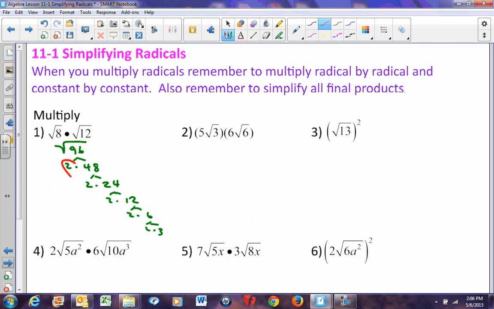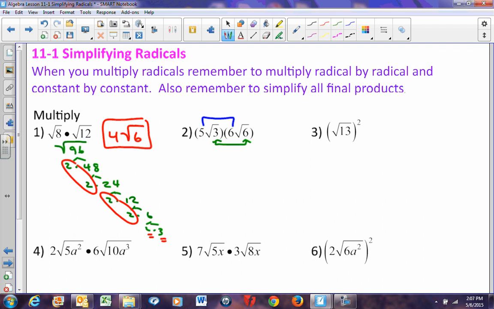So, I can pair up this pair of 2's, this pair of 2's, this 2 and this 3 stay. So I end up with 4 square roots of 6. And I am done. Okay, 5 square roots of 3 times 6 square roots of 6. Remember what I said. Constant times constant, radical times radical, or easier to remember, outside times outside, inside times inside. Outside the radical times outside the radical, inside the radical times inside the radical.